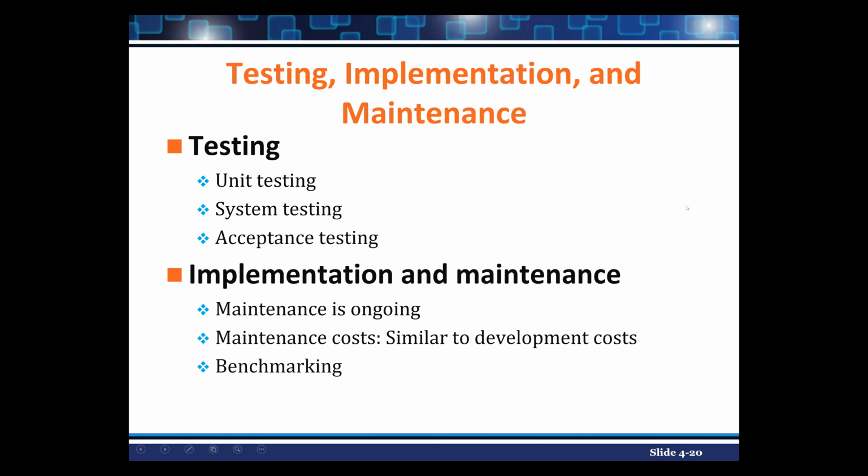The next step is to do the testing, implementation and maintenance. After we have developed it, we need to do the testing. For the testing, there are three major types that we need to have: unit testing, system testing, and acceptance testing. What are they? Unit testing is where each program, each unit or each module inside your system is tested. If it is a website, it might be one page. When you do the unit testing, you test just one page.